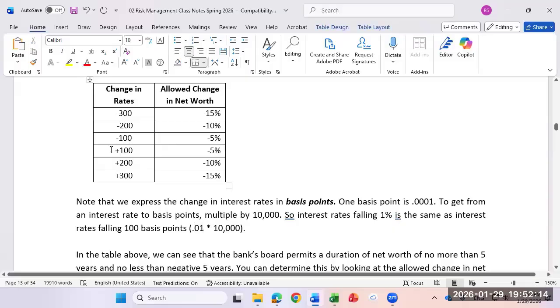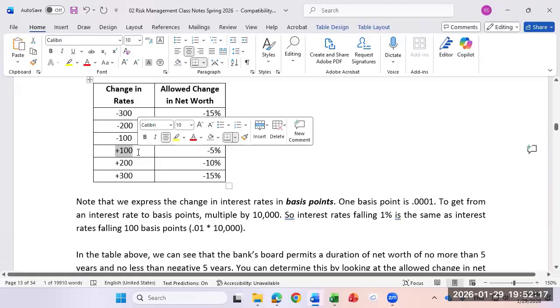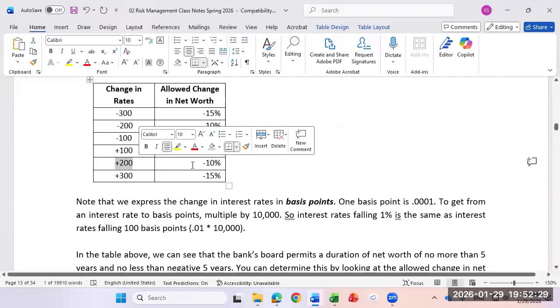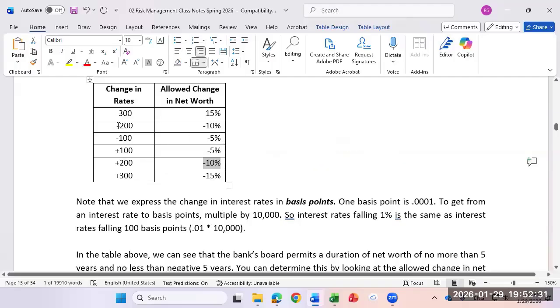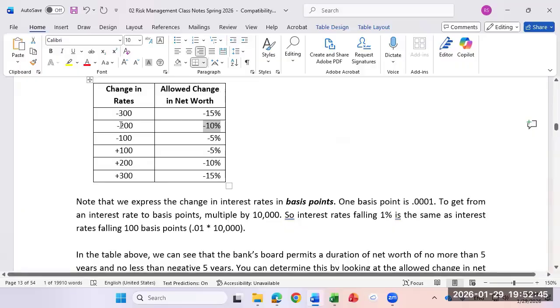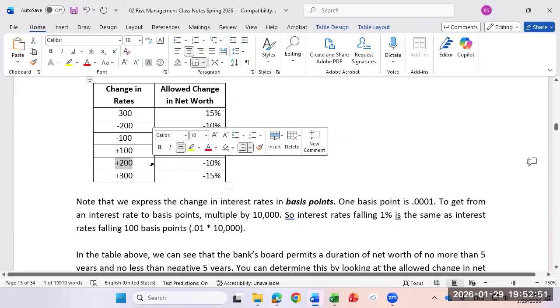So if interest rates rise 100 basis points, that is, if the 10-year goes from 4% to 5%, the board is saying your net worth can't fall more than 5%. If interest rates rise 200 basis points, they go from 4% to 6%, your net worth can't fall more than 10%. Same thing on the downside. If interest rates fall 200 basis points, you also don't want your net worth to fall more than 10%. So what they're saying is, you can bet on rates falling, but if you bet on rates falling and you're wrong, make sure you don't lose more than 10%. You can bet on rates rising. If you bet on rates rising and you're wrong, your net worth better not fall more than 10%, right?